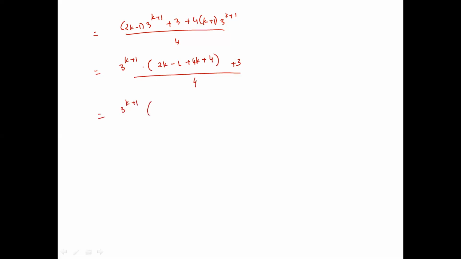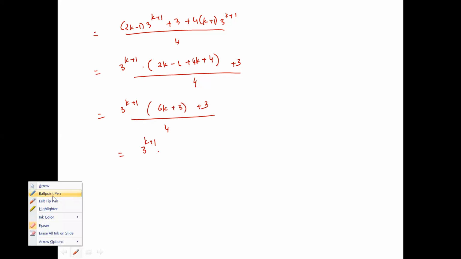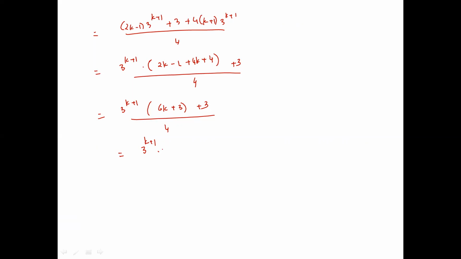So 3 power k plus 1, I will simplify it further. I will have 6k plus 3 plus 3 by 4. Or I will have to take 3 also common, 3 into 2k plus 1. This I will write in two steps. So I will have 3 power k plus 1, then I am taking 3 common, so 2k plus 1 plus 3 by 4. Now, from both I will take 3 common. So what will I have? 3 power k plus 1 into 2k plus 1 plus 1 by 4. This is what I have.